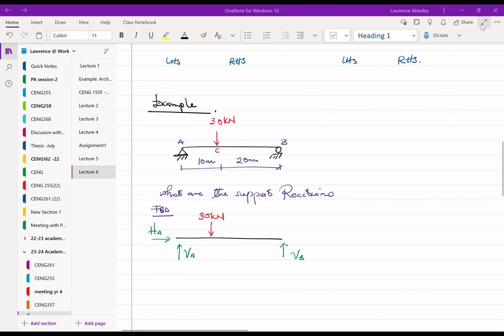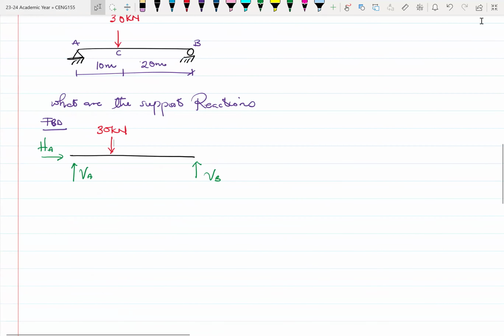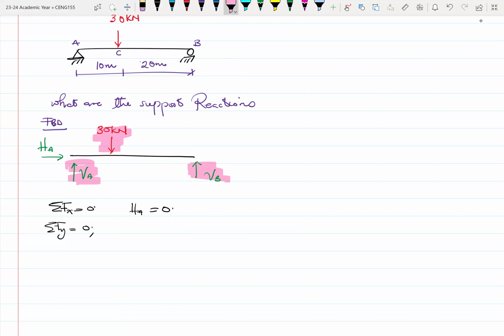Let's resume. Okay. So let's just go through this process. Okay. Summation of forces in the horizontal direction equals 0. So our HA equals 0. Then summation of forces in the y direction equals 0. So we have three of those forces. We have the load, the two reactions. So these are vertical forces, all right?